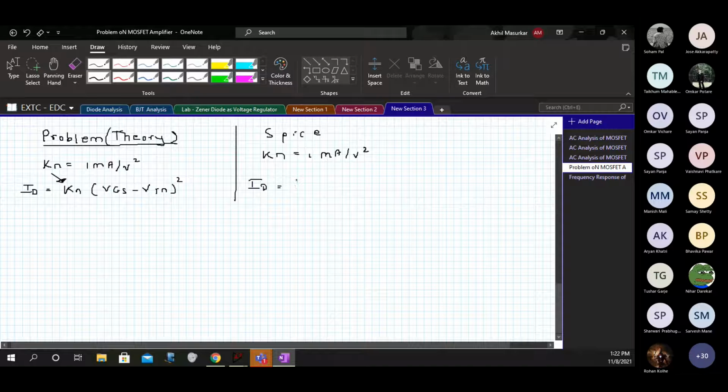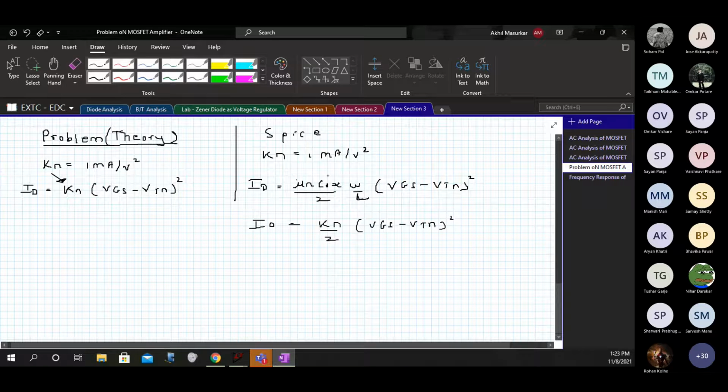This is mu n COX by 2 W by L into VGS minus VTn the whole square. Now here ID is going to be Kn by 2 into VGS minus VTn the whole square. So when we have solved the problem, this 1 milliampere was 1 milliampere per volt square itself.